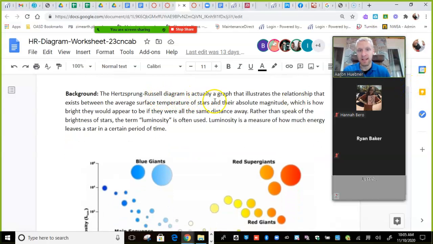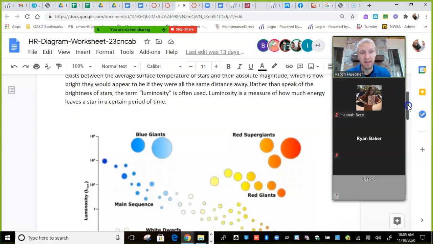So the Hertzsprung-Russell diagram is actually a graph that illustrates the relationship that exists between the average surface temperature of stars and their absolute magnitude, which is how bright they would appear to be if they were all the same distance away. Rather than speak of the brightness of stars, the term luminosity is often used. Luminosity is a measure of how much energy leaves a star in a certain period of time, which impacts its brightness.